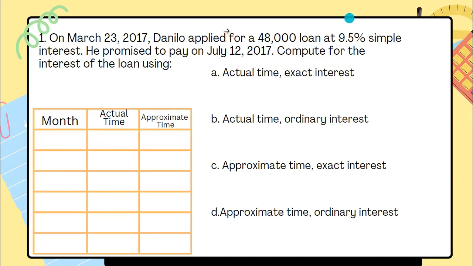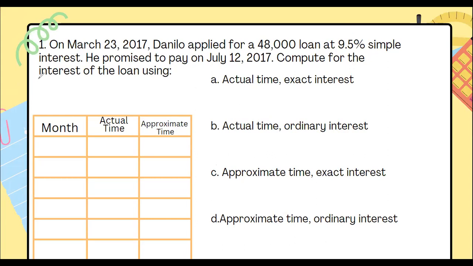So in our problem, the formula in solving interest, as we know, is I equals P multiplied by rate multiplied by time. So we need three variables. In our given word problem, our principal P is 48,000. Our rate is given as 9.5%. Then the value of time, or the t variable, is unknown. It depends on which time period is required, actual time or approximate time. Okay? Now, let's solve the actual and approximate time first.